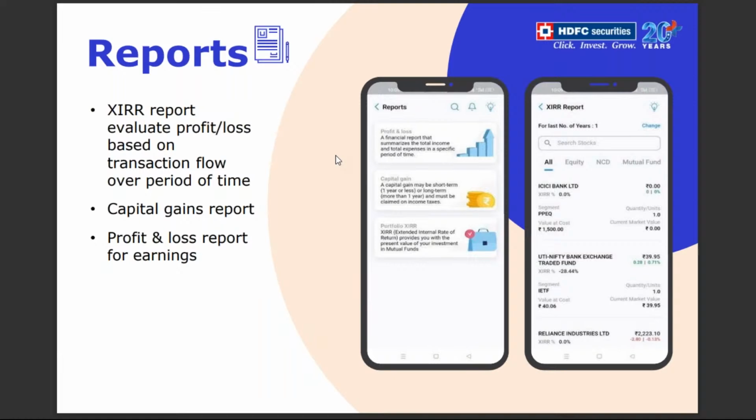So what is the capital gain they paid, short-term capital gain or long-term capital gain, what is the percentage they paid, what is the exact amount they paid, the capital gain report is there, and the profit and loss report is also there. So the customer can view this page.